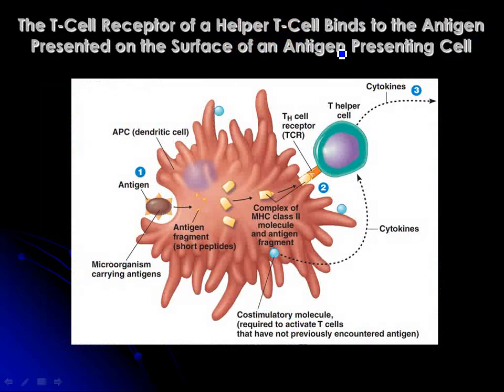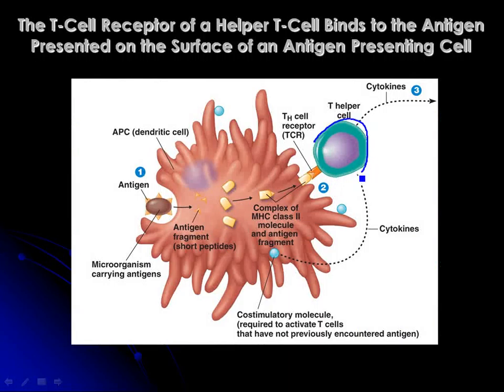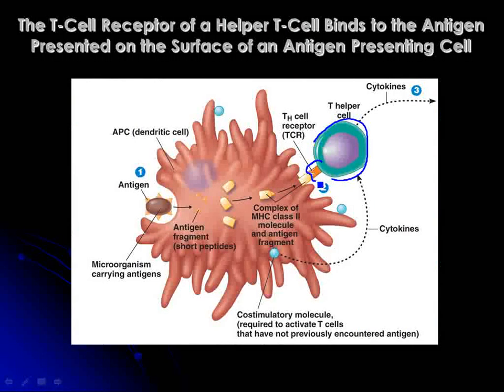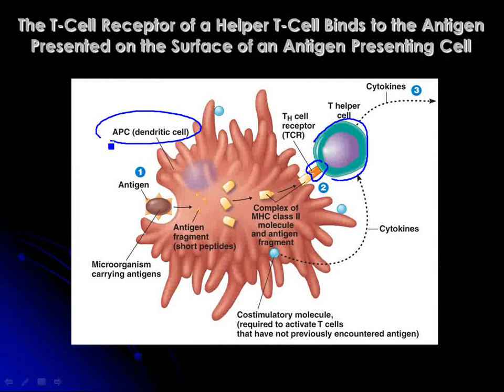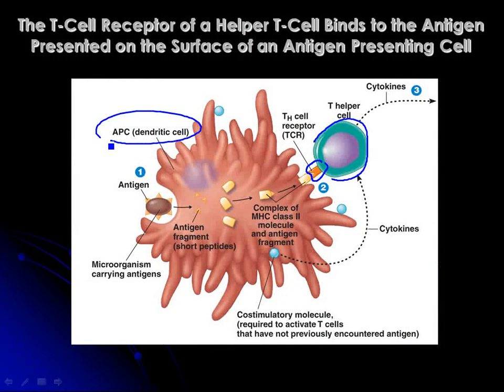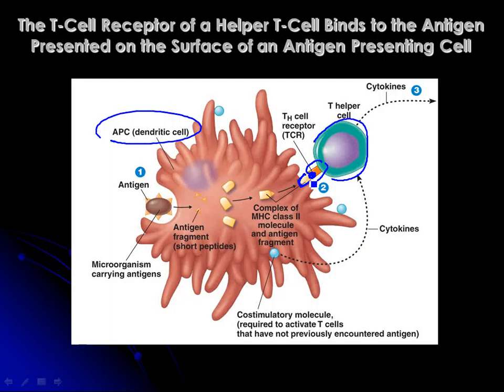Okay, and then here's a diagram showing you a helper T cell right here. And again, its surface is going to be coated in T cell receptors that bind to particular epitopes. And this is supposed to be an antigen presenting cell. This one is supposed to be a dendritic cell, but macrophages can do this as well. And if a helper T cell gets lucky and its T cell receptor binds to its own little special antigenic determinant that's being presented to it within an MHC class II protein on the surface, that's going to cause the helper T cell to get activated.